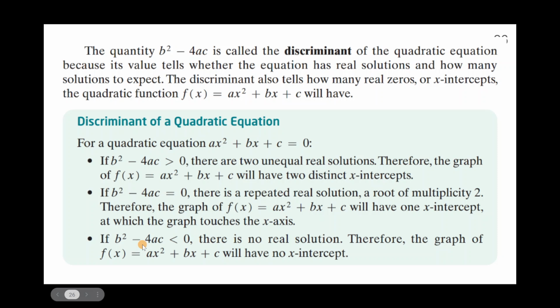If b squared minus 4ac is less than 0, you end up with a negative sign underneath the square root, so there is no real solution, and there will be no x-intercept. It will, however, have a complex solution. In other words, it will have a solution using the complex numbers.